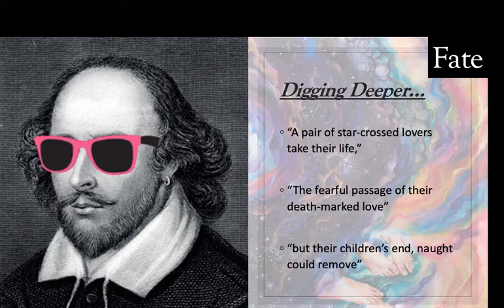And then we have, but their children's end, naught could remove, nothing could remove. So it doesn't mention any other options besides the fact that Romeo and Juliet have to die in order for their parents to become better people, to come together, to get rid of all their issues of the past. So there's a clear link here with fate. Remember, that's something that Shakespeare's audience would have definitely believed in, which is the idea that God has dictated it, or destiny has dictated what is going to happen in your life.